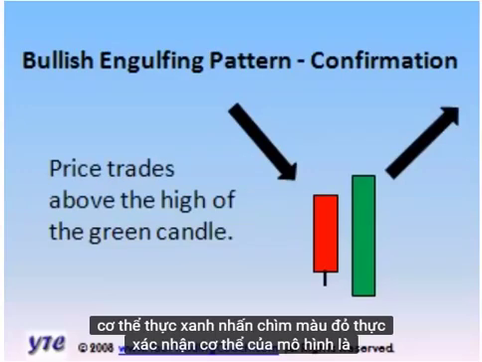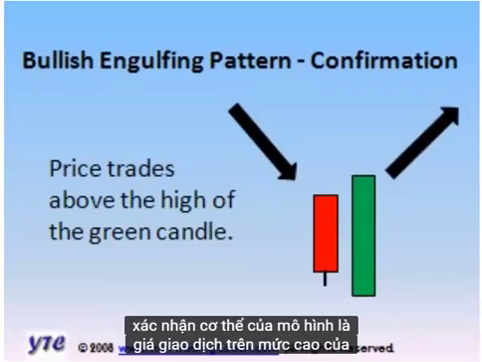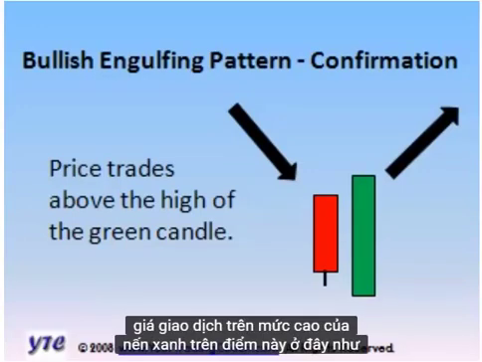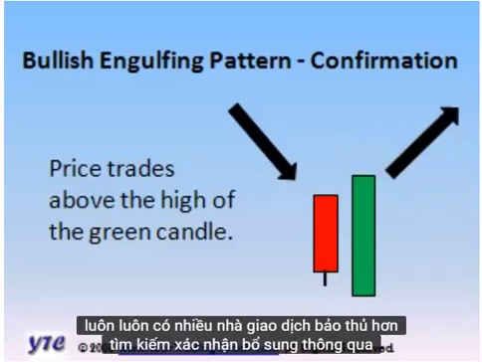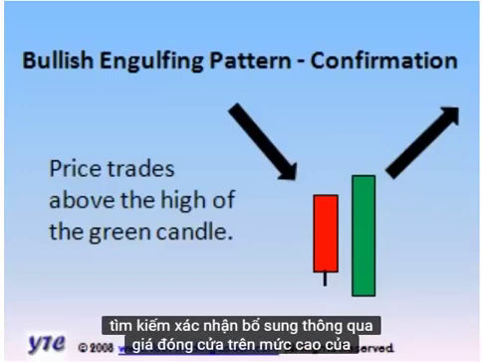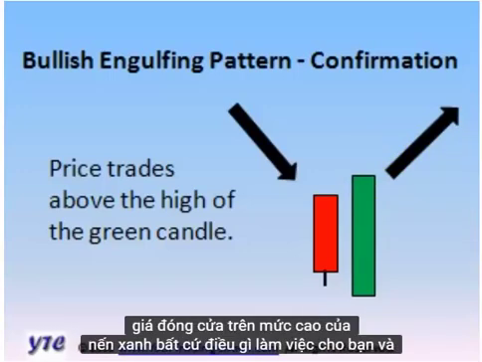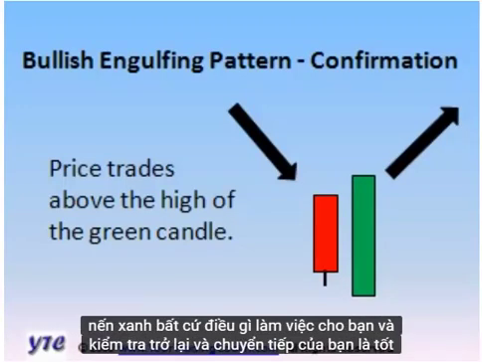Confirmation of the pattern is price trading above the high of the green candle, above this point here. As always, more conservative traders may seek additional confirmation through price closing above the high of the green candle. Whatever works for you when you're back and forward testing is fine.